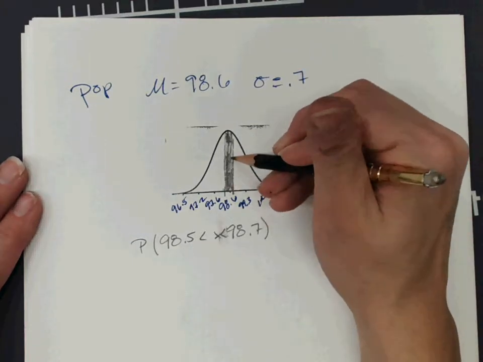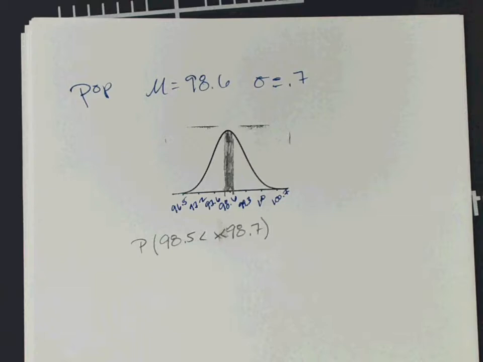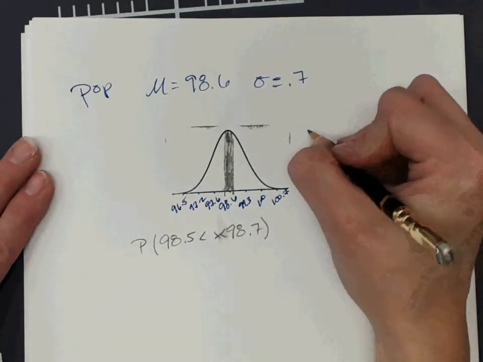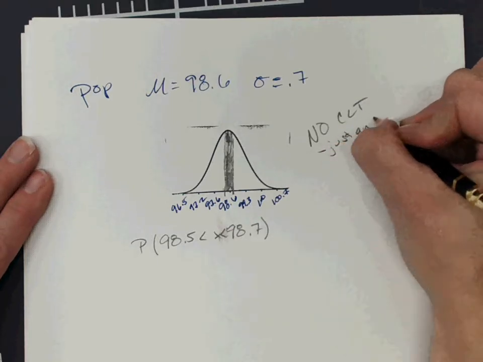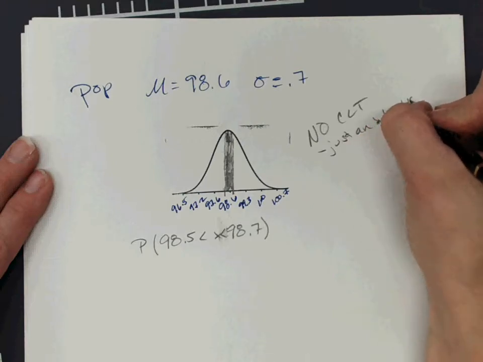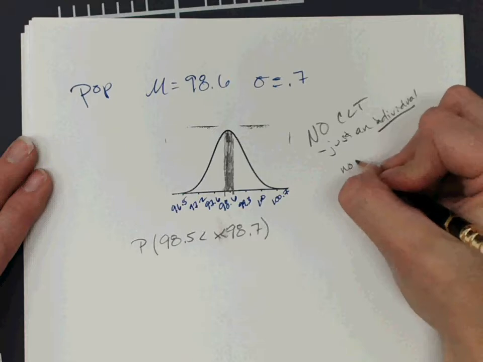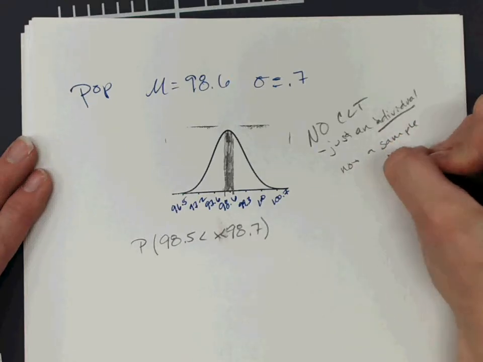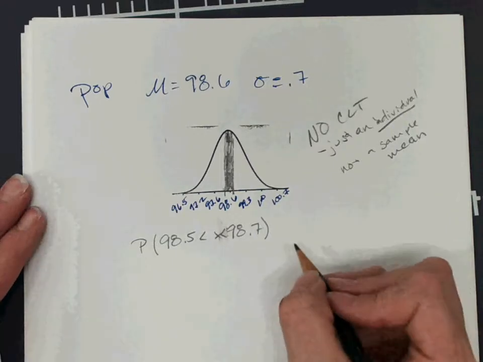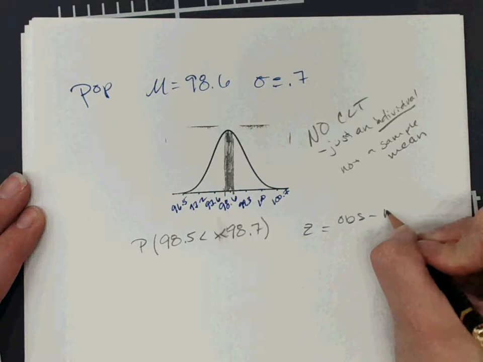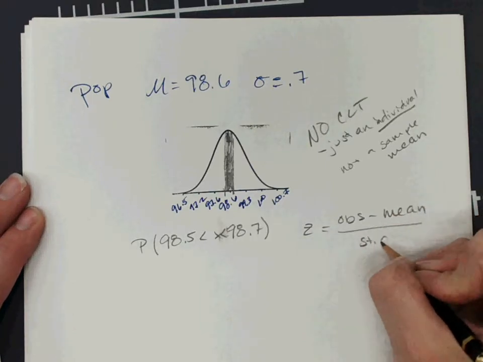Now, one question that you really want to ask yourself is, does the central limit theorem apply here? Do I have to use any kind of a formula for my standard deviation? And the answer to that for this part is no CLT, because we have just an individual, not a sample mean. So you really want to think about, what is your observational unit? In this case, because we're just sampling one person, the observational unit is the person, and the variable is their temperature.